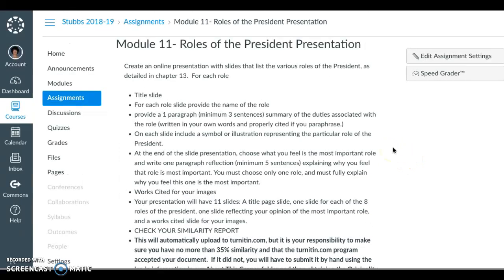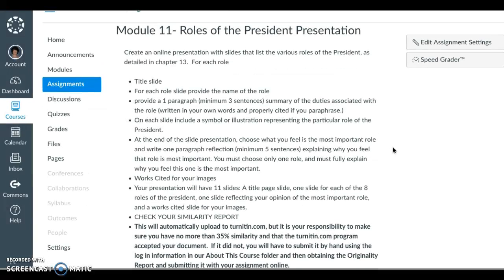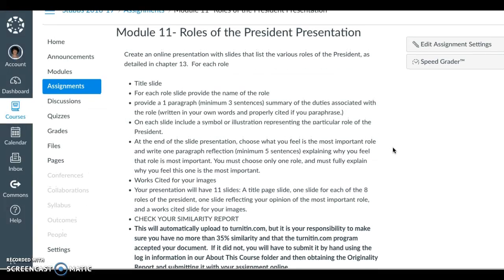Hi, this is a how-to video on how to complete the Module 11 Roles of the President presentation. This is one of my favorites to have you do because you really get to dig deep on what the President does. So you will have a title slide, and then you will have a slide of, by the way, in the 18-week course, this is in Module 11. In the 6-week course, this would be in Module 4.